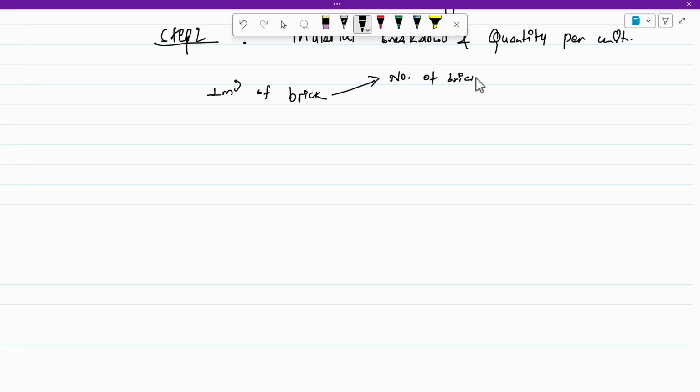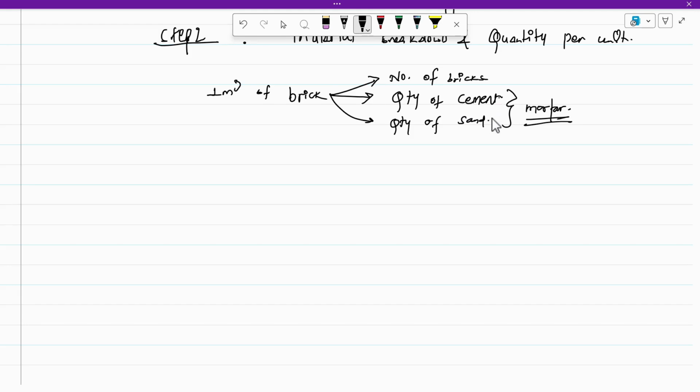So how to do this exact calculation, we will learn in the next module. Now just memorize these steps. So you need quantity of cement for the mortar, and then you need quantity of sand. So this combined we call as mortar. Okay, and they are mixed in a certain ratio. Let's say 1:4, 1:6. So 1 part of cement and 6 parts of the sand.